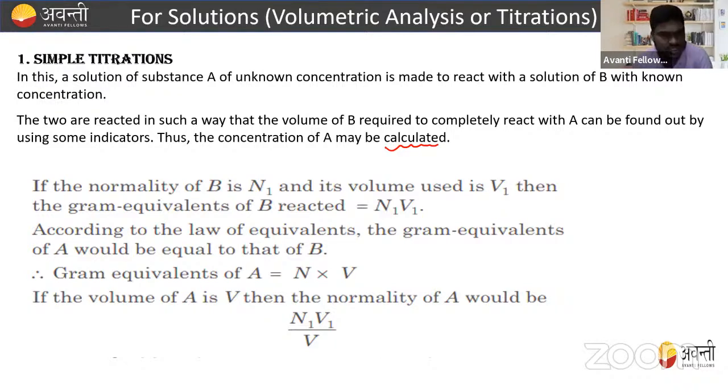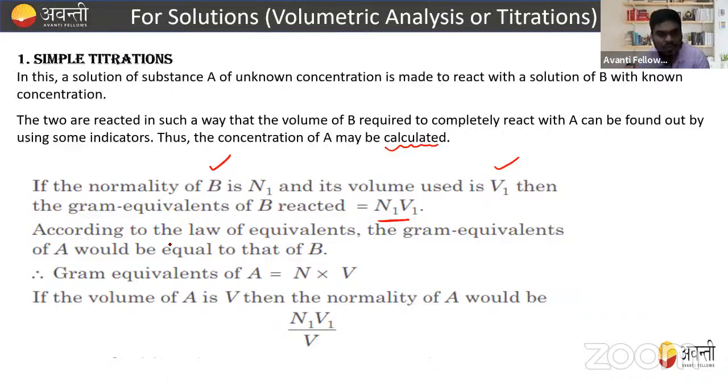Right. Okay. So if the normality of B is N1 and its volume used is V1, then the gram equivalent of B reacted is equal to N1 into V1, right? Because for solution B we know the concentration. So if the normality of B is N1 and its volume is V1, then the gram equivalent of B reacted is nothing but N1 into V1.